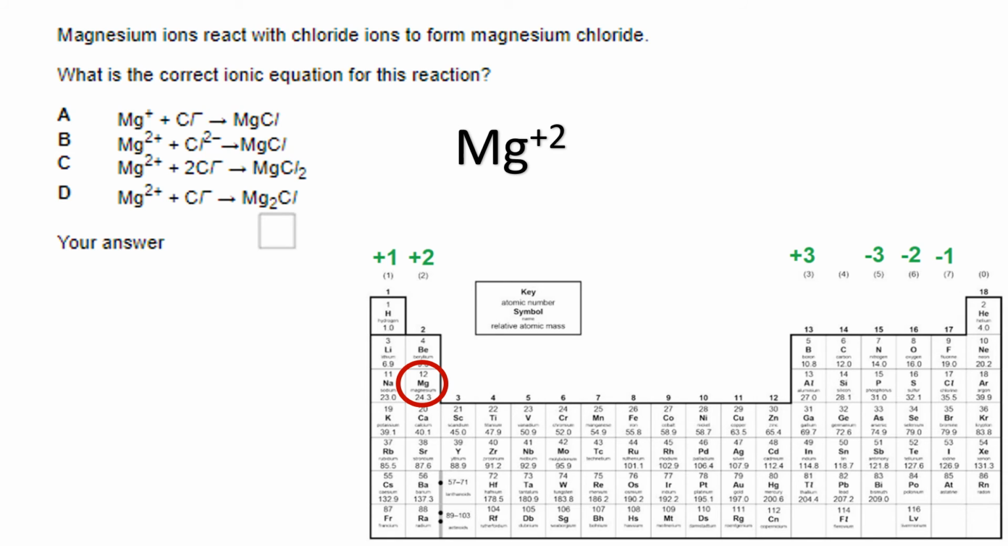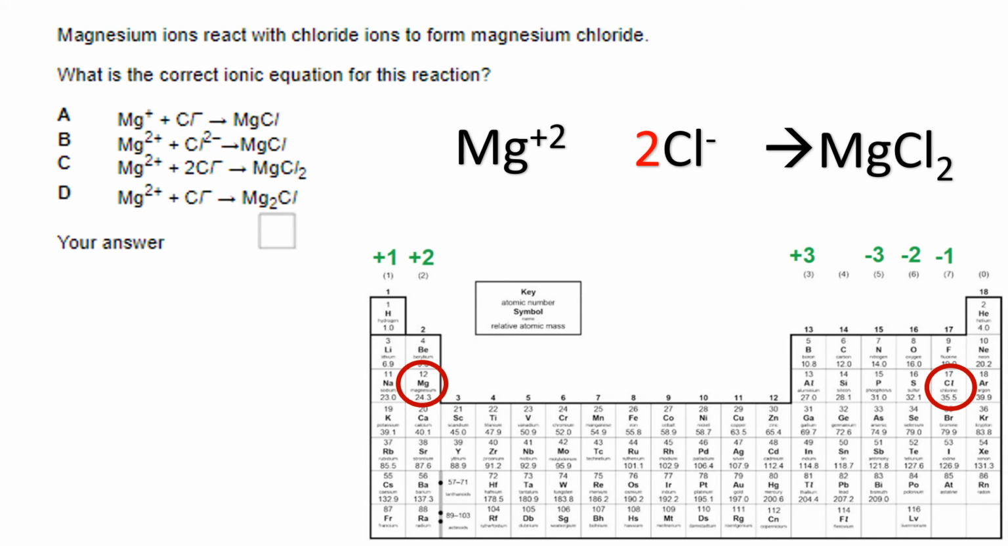And then I'm looking for chloride ions. So I'm looking for that charge again. So chlorine is here, so that's going to be a 1-. Now straight away I can see that they're not balanced. I'm going to need 2 chlorines to balance out that 1 magnesium. And that is going to give me an ionic formula of MgCl2.